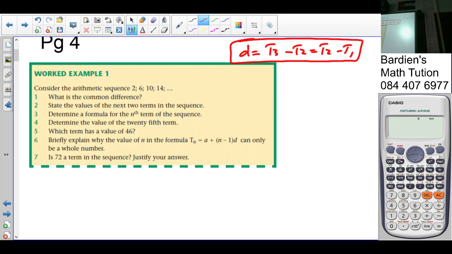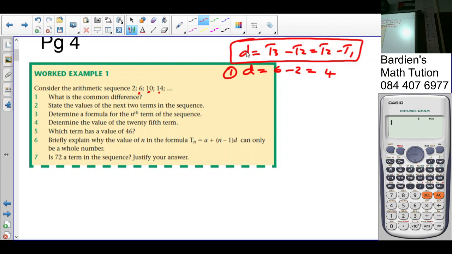So if you're looking at the common difference here, it's going to be 6 minus 2, which is 4. Or I could have said 10 minus 6, which is 4. 14 minus 10, which is 4. Okay, so your common difference is 4.